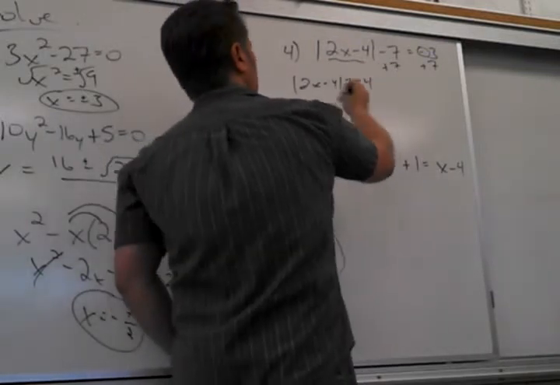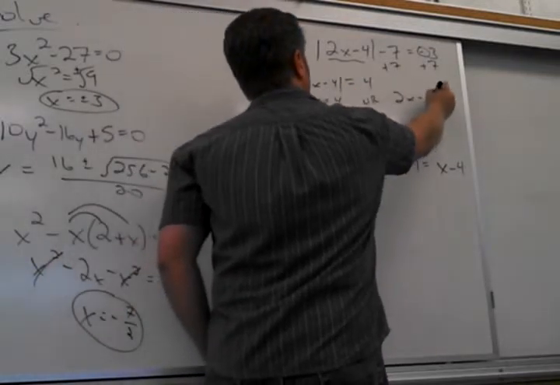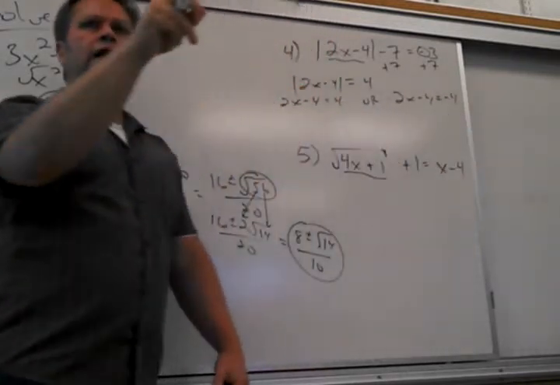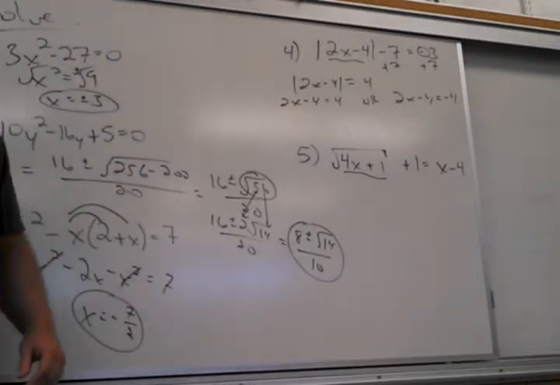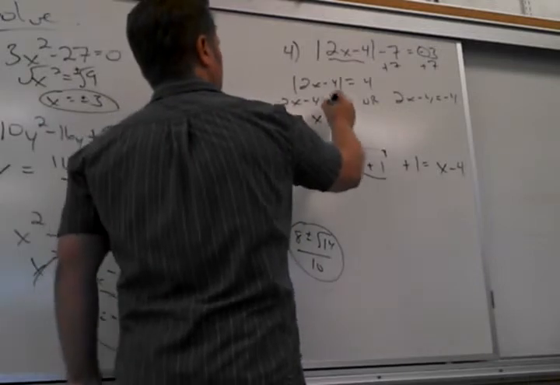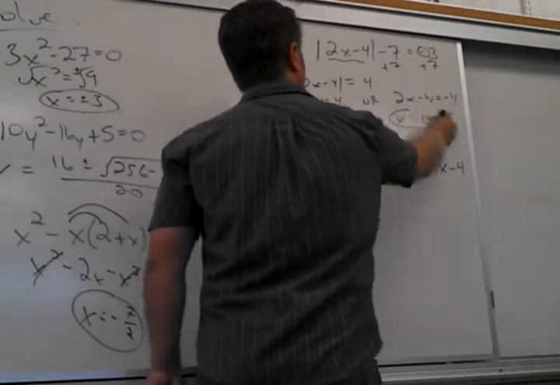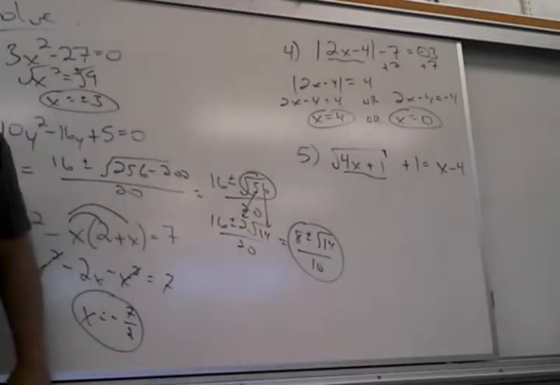So 2x minus 4 equals 4, or 2x minus 4 equals negative 4. Good, because absolute values will always have two cases. We saw that yesterday. So either x is 4 or x is 0.